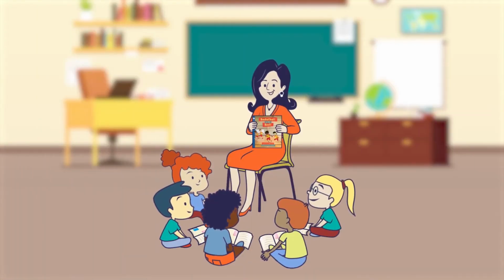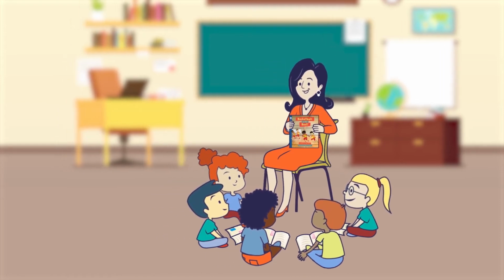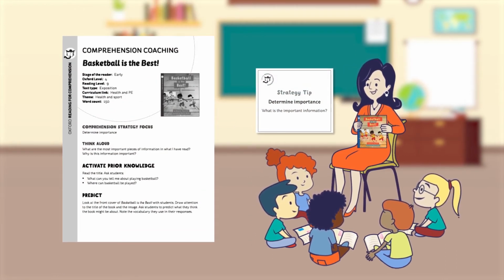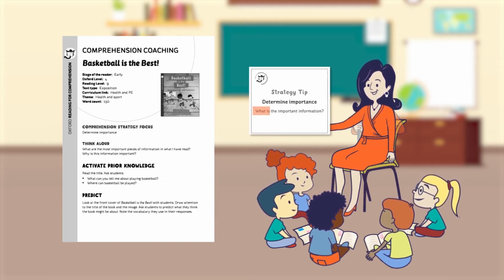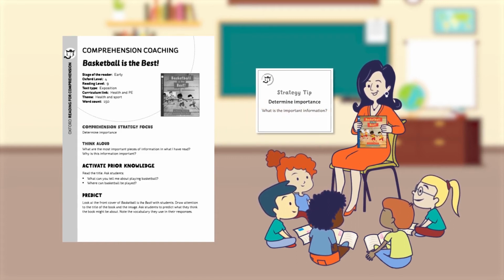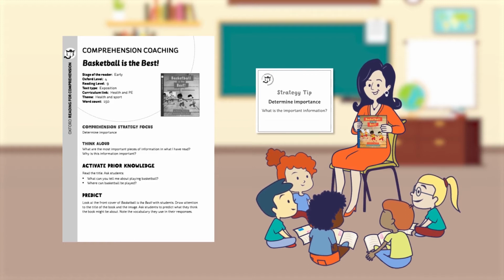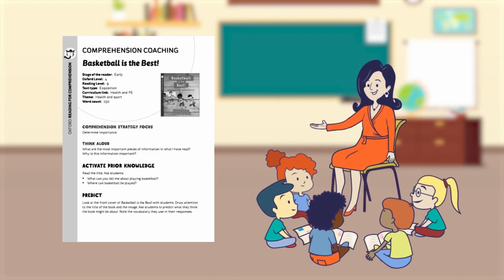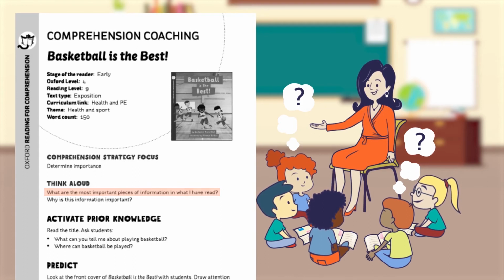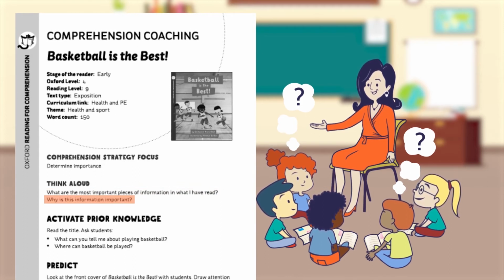Welcome to today's reading group session. The comprehension strategy that we will be focusing on today is Determine Importance. I'm going to remind us of our strategy tip using our flashcard. Our tip for Determine Importance is, what is the important information? Now I'm going to show you how I use this strategy while I read, using our Think Aloud sentence to help us determine importance. Remember, our Think Aloud sentence is, what are the most important pieces of information in what I've read? Why is this information important?